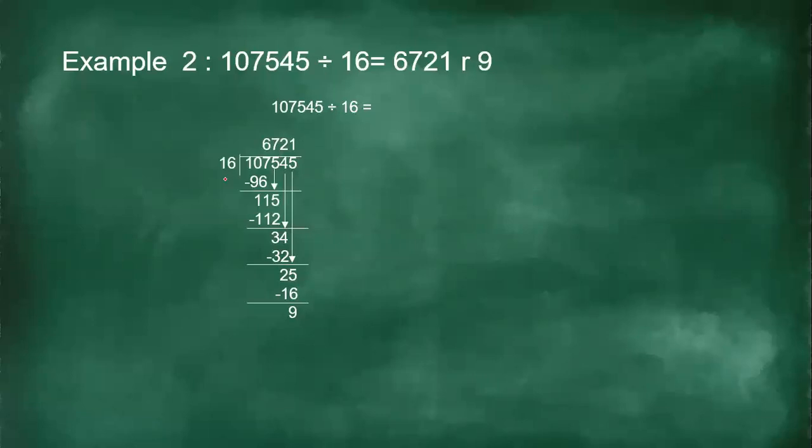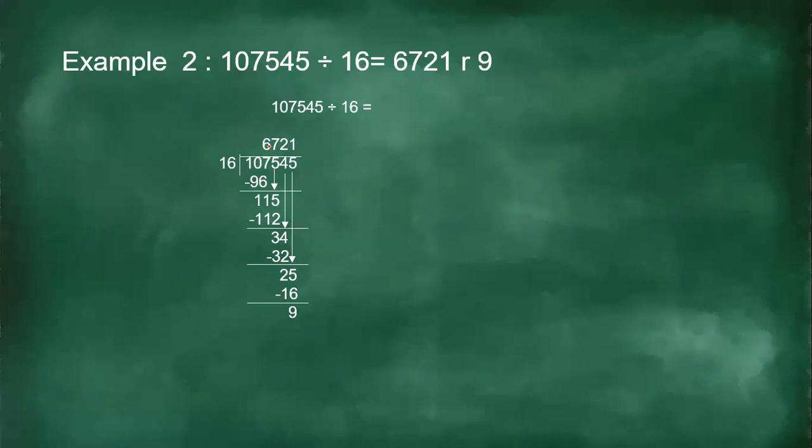All right. So what happened here? We have, what's the number? 107,545. So divide by 16. What is the first step? You have to say 16 divided by 10, but it's too small. So we have to now say 16 divided by 107. And then we said it is 96. Right. So how many times is that? 6 times. All right.